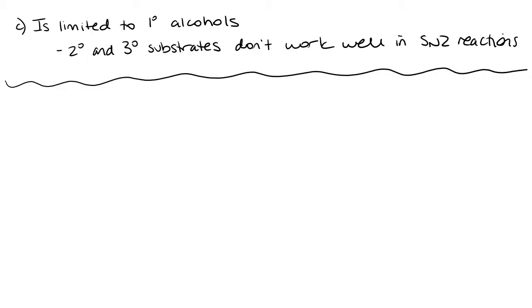And the third limitation of the dehydration of alcohol method is that it's really limited to primary alcohols. We saw in OChem 1 that secondary and tertiary substrates don't really work well in SN2 reactions because they're too sterically hindered.